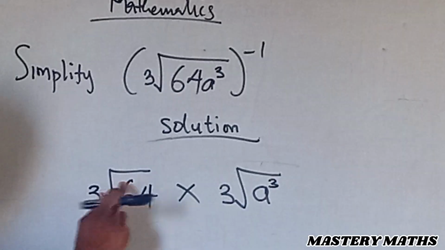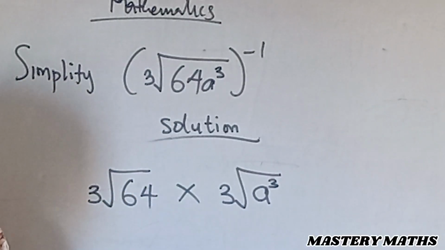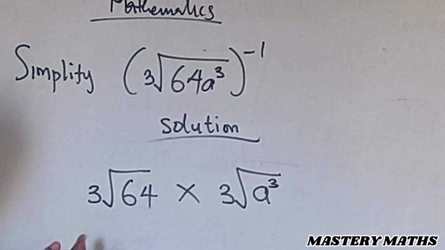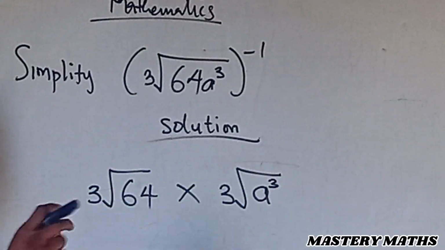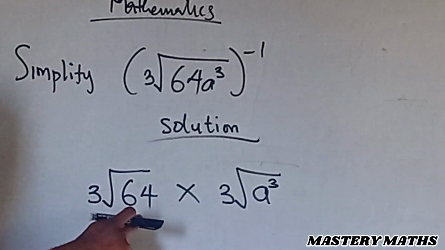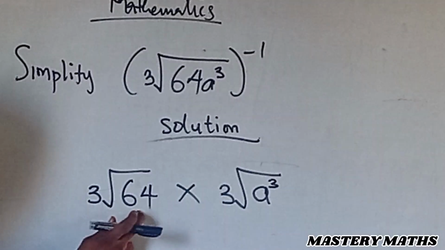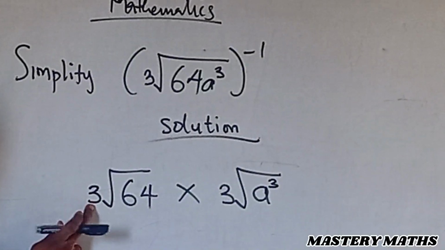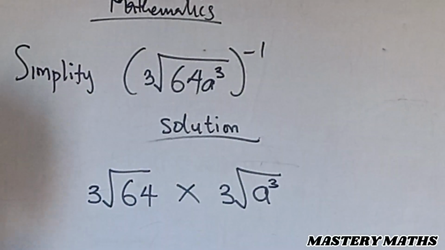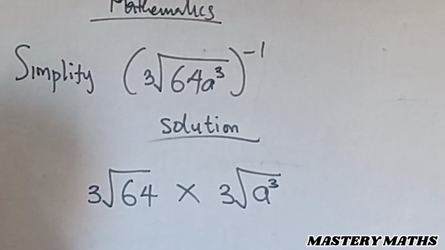This is the cube root of 64. What does the cube root of 64 mean? It means that you are to look for a number that will multiply itself 3 times to give 64. That's the meaning of this. And what is that number? Very simple. The only number that can do that is 4.